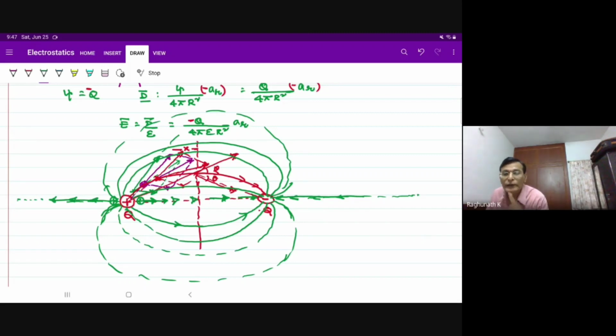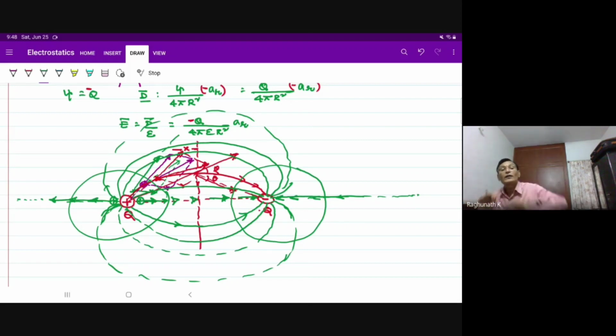One good piece of information here. If I consider any imaginary closed surface around a positive charge, not including the negative charge, Q number of flux lines will leave the closed surface. If I consider a closed surface around a negative charge, Q number of flux lines will go into the closed surface and get terminated on the negative charge.